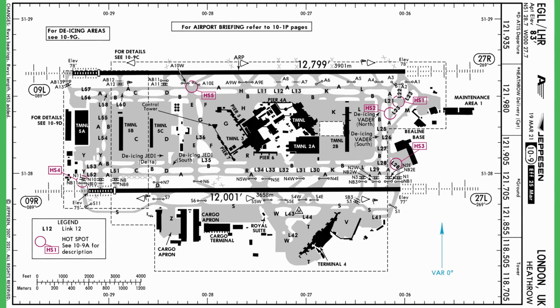London Heathrow, for example, is an especially large airport, so the additional information will be displayed on a separate chart in order to save space. The format, however, will usually remain the same.